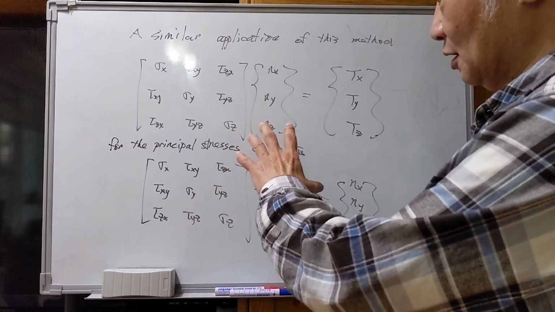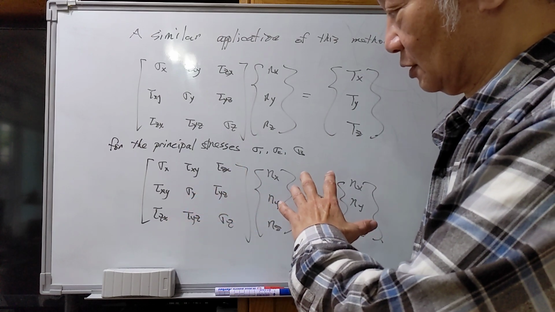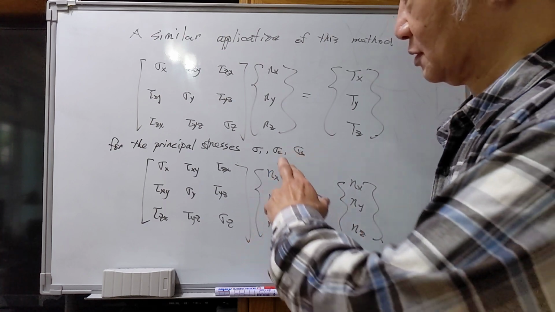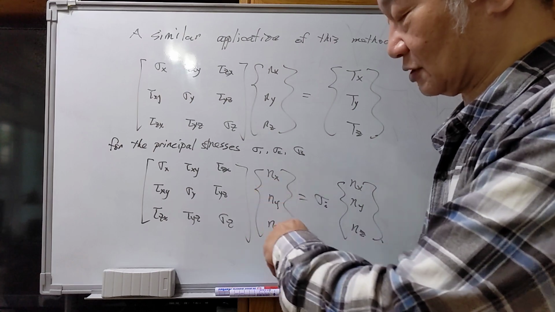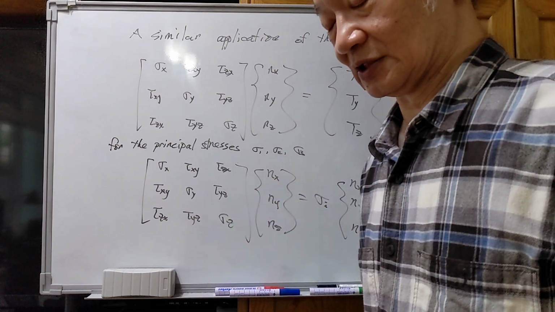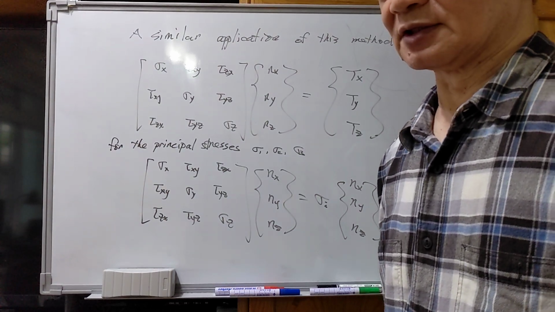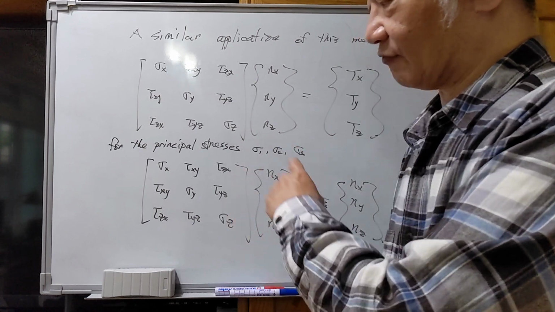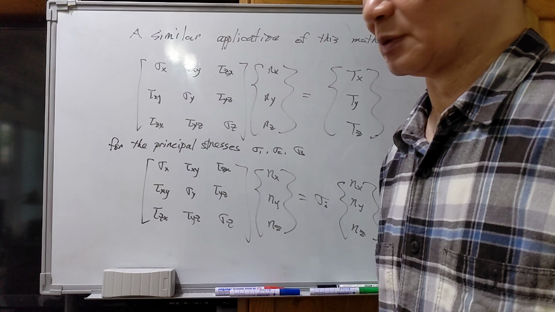Okay. Then if we try to solve the principal stress or the principal directions, after we solve the principal stress, the normal vector is just the eigenvector. The eigenvalue represents the principal stress. The eigenvector represents the principal direction.